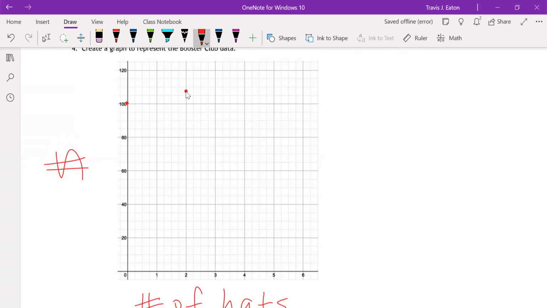And then, let's see, I believe 3 hats would be $110.50. So it would be slightly more than 110, just barely more than 110, perhaps. 4 hats would be $114. So it would be just under 115, right? Okay. So hopefully, if I've done a halfway decent job, we can sketch a line through there.